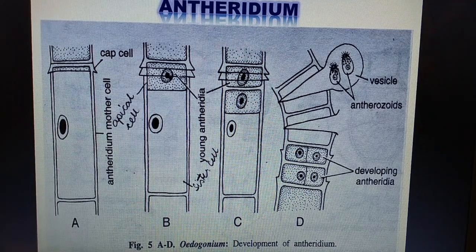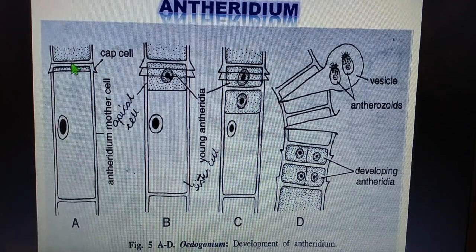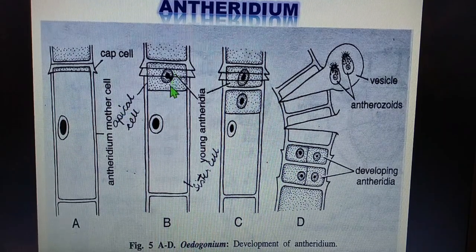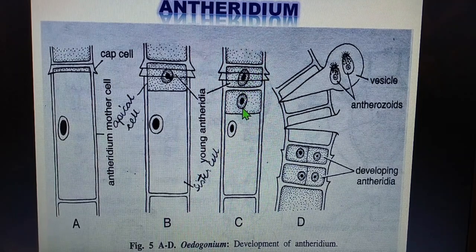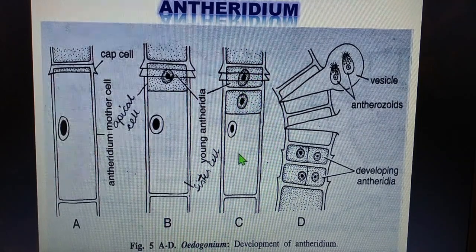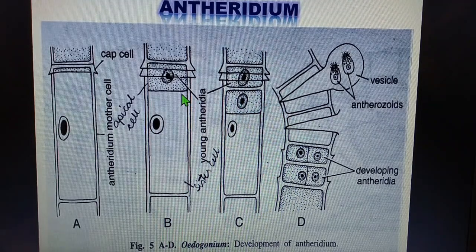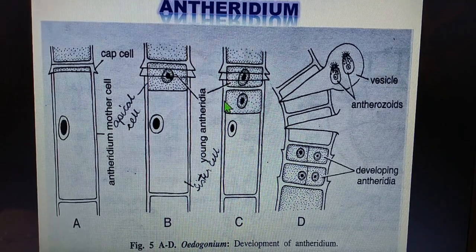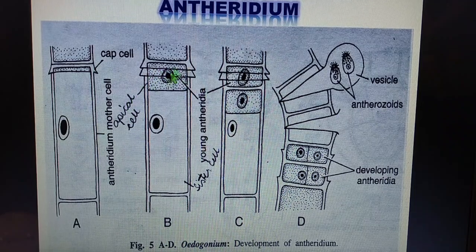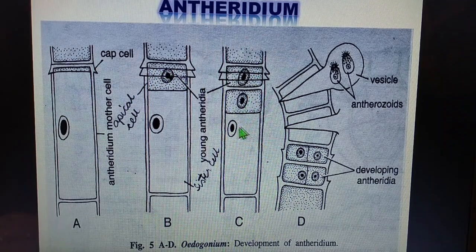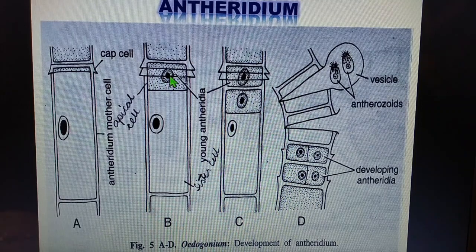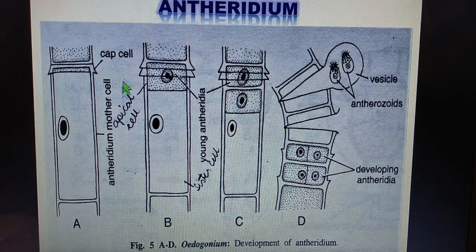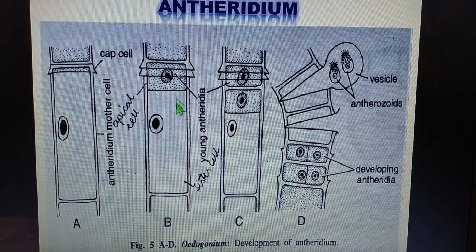Any cell of the filament with the apical cap can function as the antheridial mother cell, and this cell will start dividing transversely, as you can see here in figures B and C. It divides transversely into an upper smaller antheridial cell and a lower larger sister cell. So it divided into two cells, and you can see here, this is the sister cell, which is much larger, and this is the apical cell.